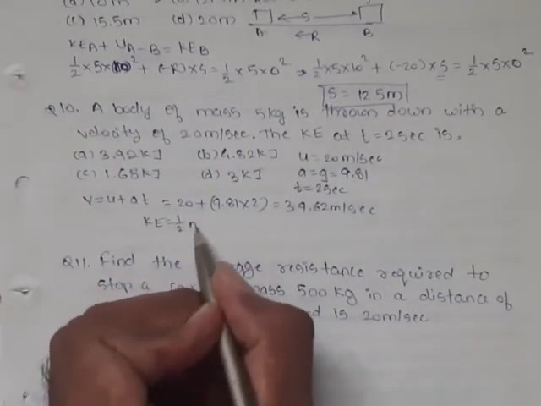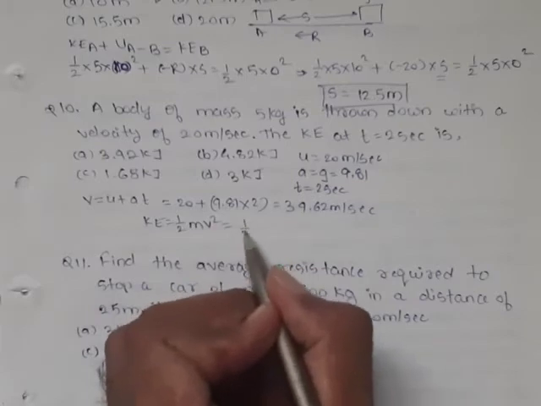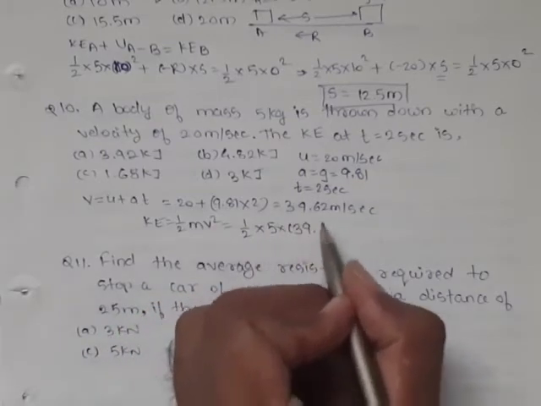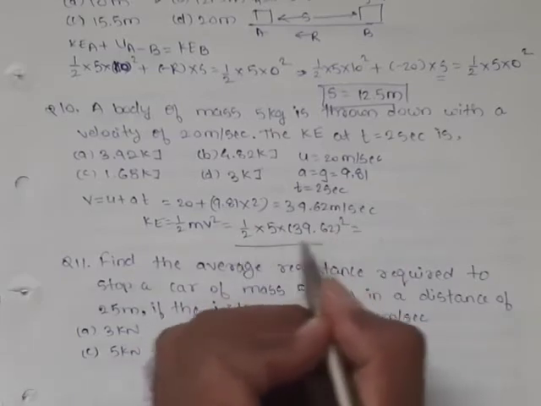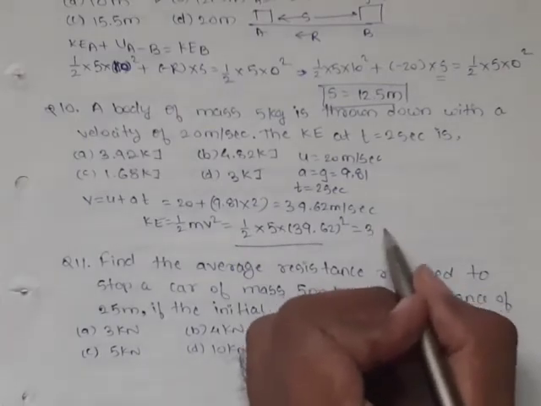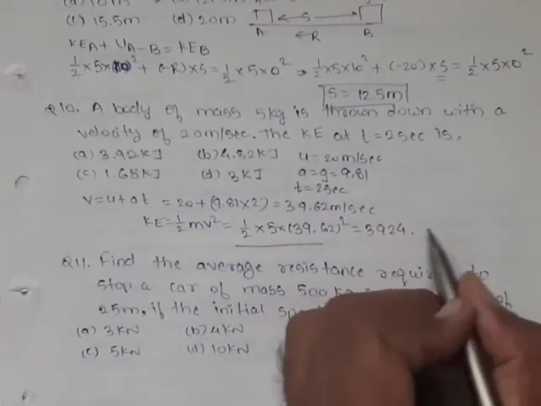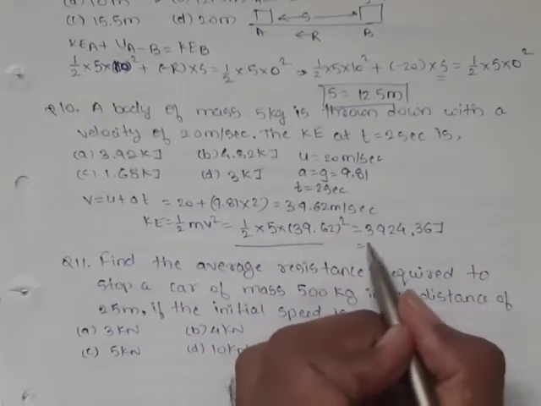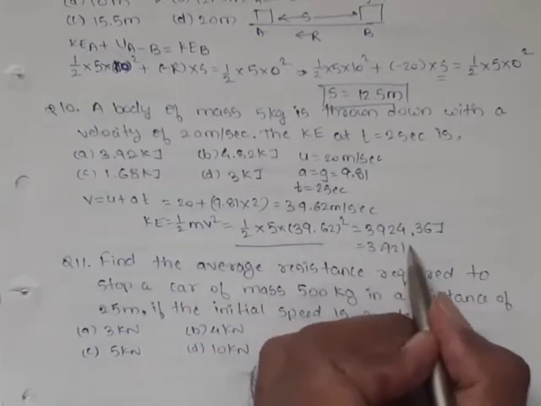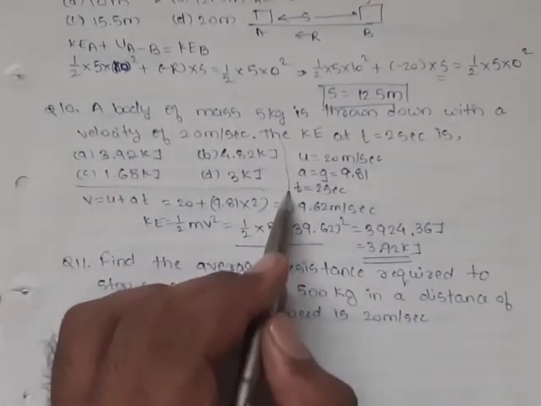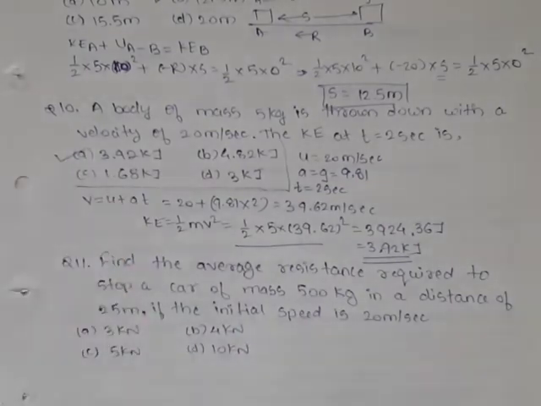to 1/2 mv square. 1/2 into mass, which is 5, and velocity we calculated after 2 seconds, that is 39.62 square. So finally solving this, we get the value of kinetic energy as 3924.36 joules. But we want the answer in kilojoule. It will be nothing but 3.92 kilojoules. This is our answer. And out of the 4 options, option A is 3.92 kilojoule. That is our answer. That is option A.